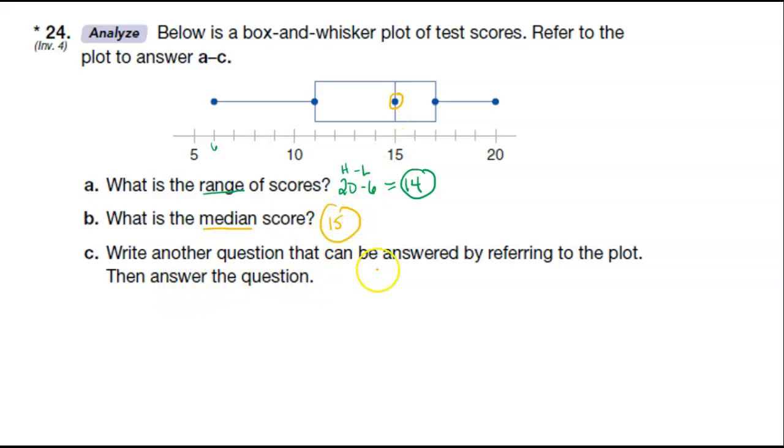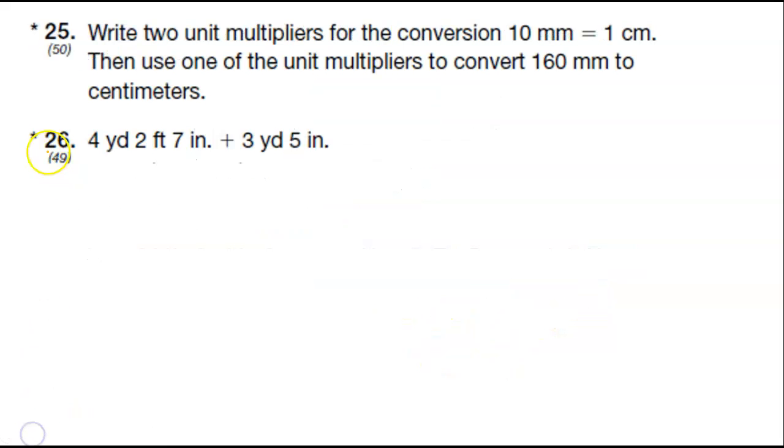And it said, write another question that can be answered. What is the outlier? Which could be 6. And then what is the first quartile? That's going to be 11. There's a couple of questions.